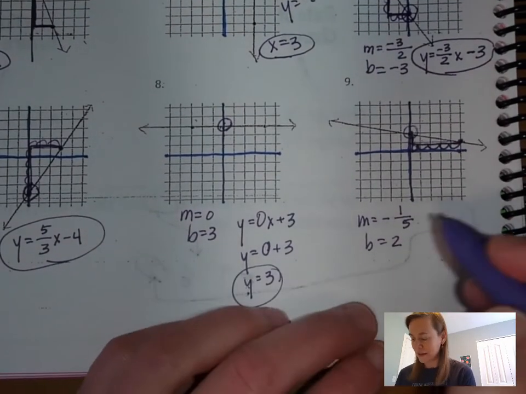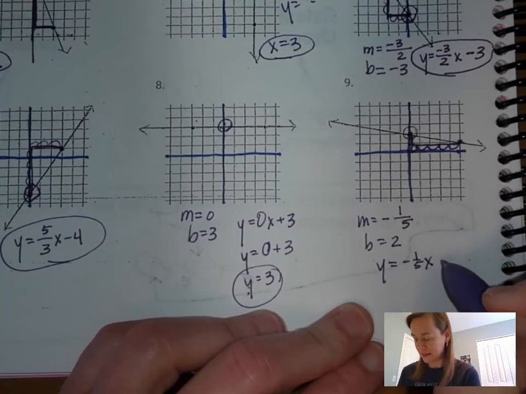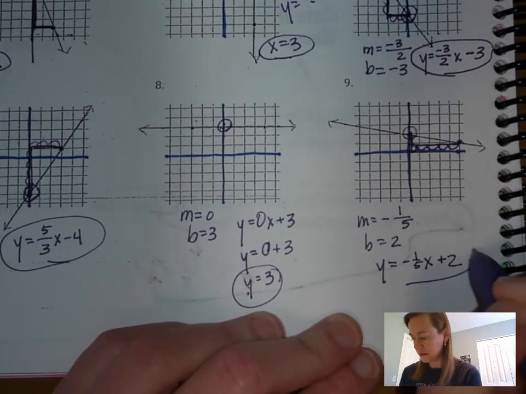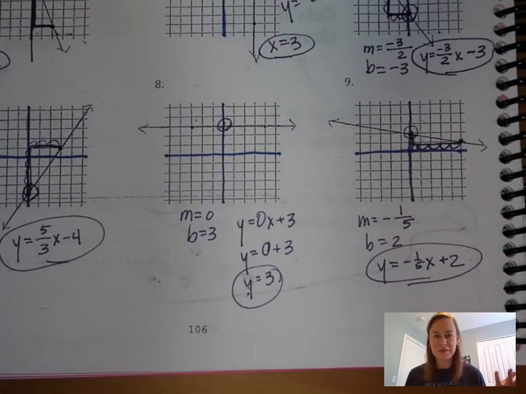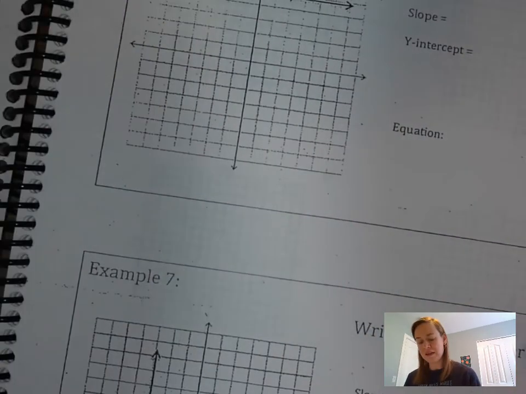Okay, write that in your equation: y equals -1/5 x plus 2. And that's how you do it. Let's look at the next page. We have a few more examples left, but there's nothing new in any of them.